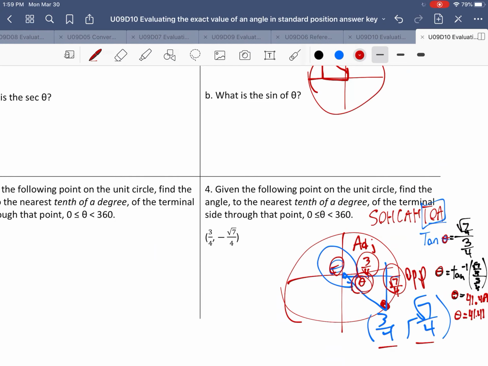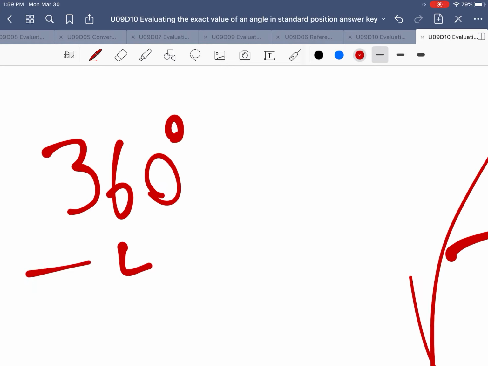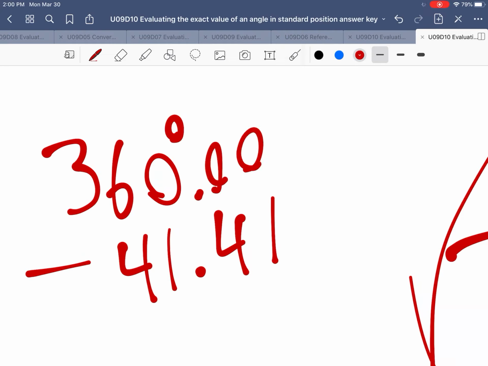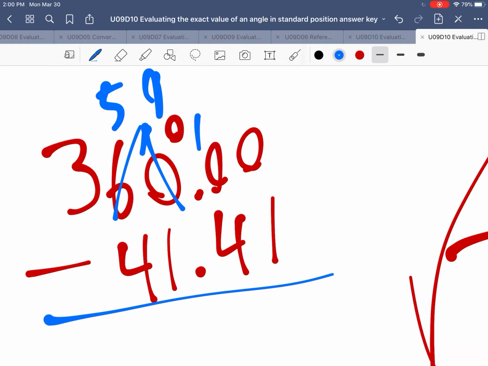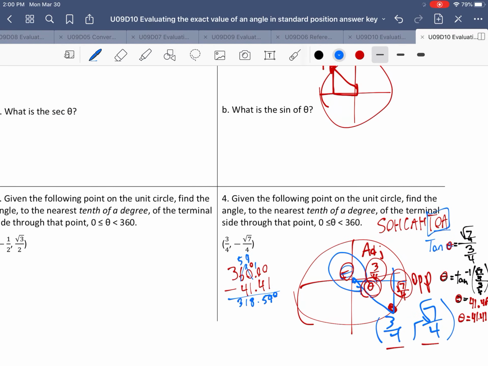Now that is the measure of this angle here, which is not the measure of the angle of the terminal side. If we wanted that, we just have to say it's the full 360 degrees minus 41.41. So I'm going to put 2 zeros here just so I can subtract. That'll be 5. This is a 10. Make that a 9. Bring that to 10. So by subtracting, we get 318.59 degrees, which would be the angle.